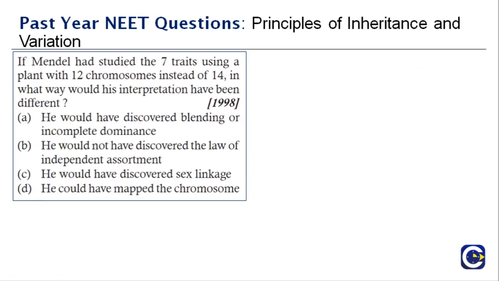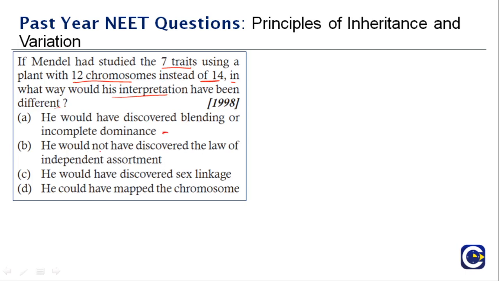If Mendel had studied 7 traits using a plant with 12 chromosomes instead of 14, okay, peas have 14 chromosomes. So the question is, if he would have studied 7 traits using a plant with 12 chromosomes instead of 14, in what way would his interpretation have been different? Okay, this is a very tricky question, but if you go through it easily, it will be very fine. He would have discovered blending or incomplete dominance.